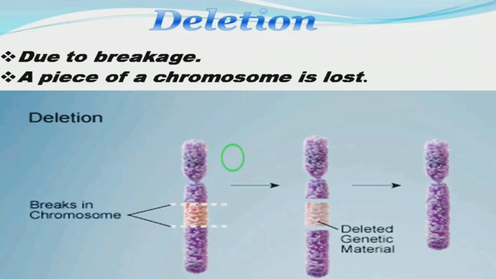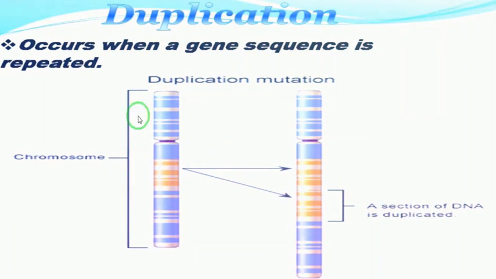Second one, duplication. This duplication occurs when a gene sequence is repeated. See, this is a normal chromosome. Here in this area it is repeated. This area is repeated, so two times it is present. A section of DNA is duplicated. So this is known as duplication. It occurs when a gene sequence is repeated.